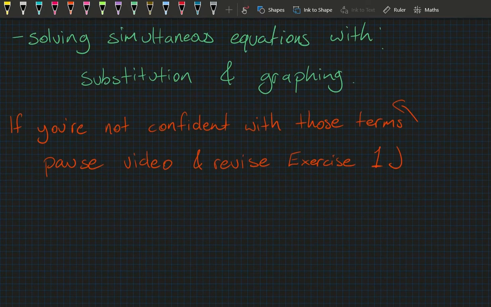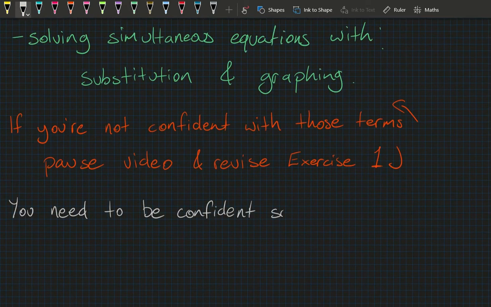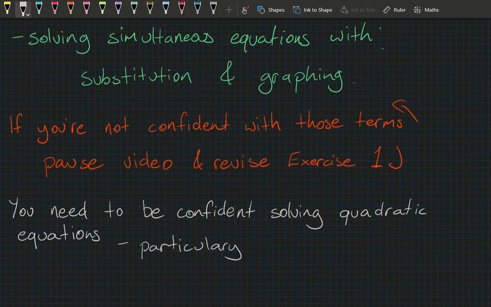And from this unit, you're going to need to be confident solving quadratic equations, particularly using the quadratic formula. But after doing all the quadratics in the first half of this unit and using the solutions of quadratic equations and the quadratic formula already in our graphing, I'm pretty sure that you will be.